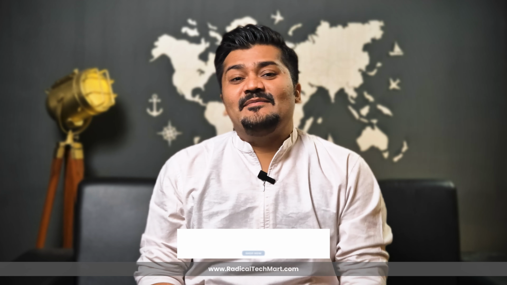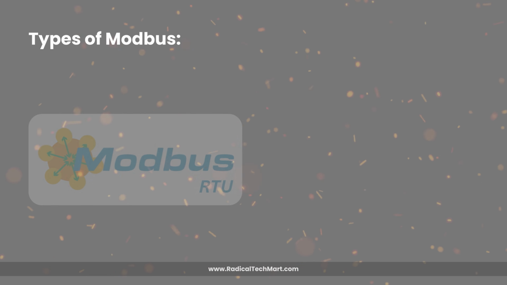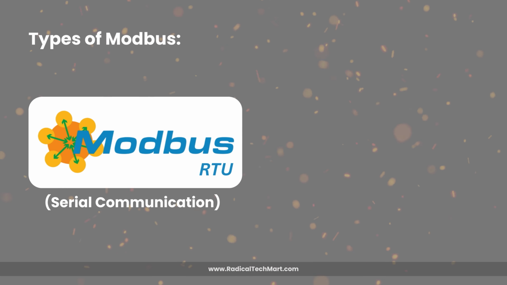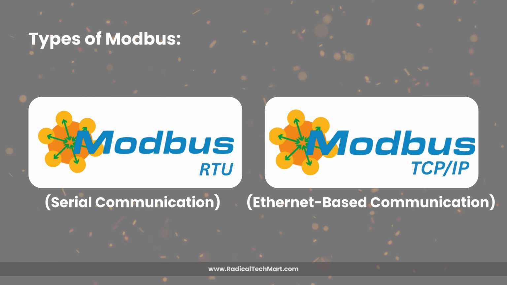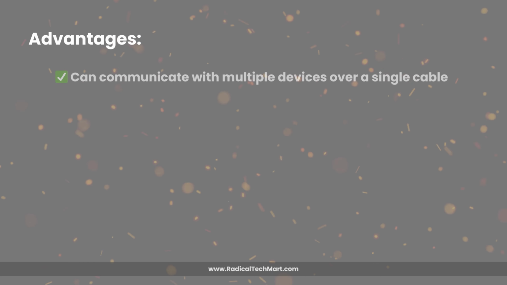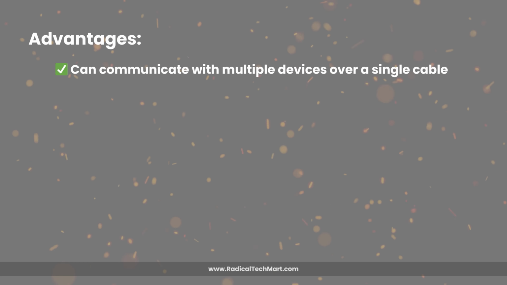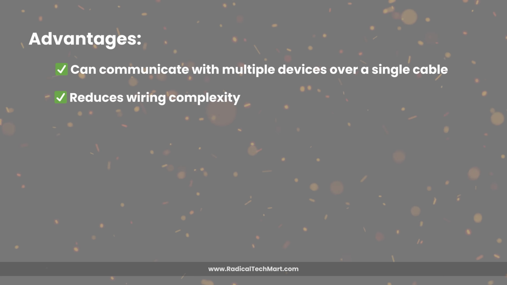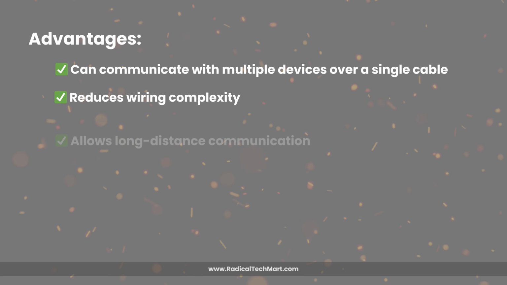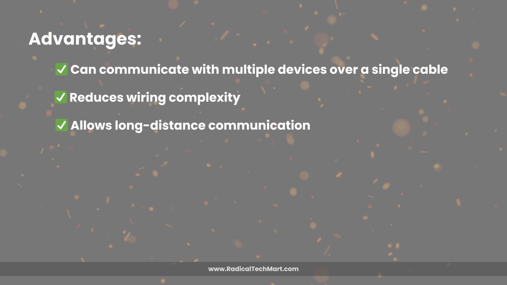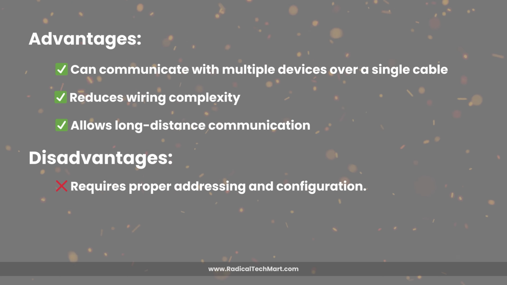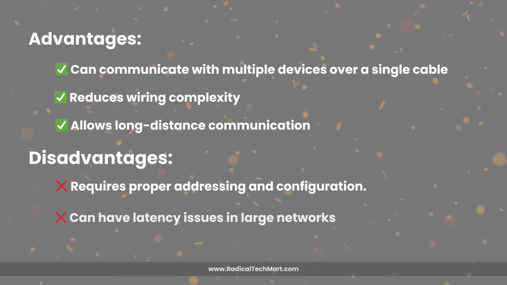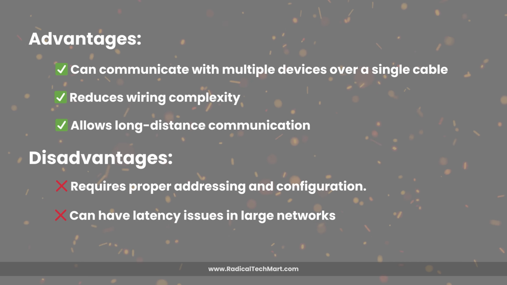Now let's check the types of Modbus protocol. Modbus protocol has Modbus RTU, mainly serial communication, and Modbus TCP/IP, an Ethernet-based communication protocol. Their main advantages are, first, can communicate with multiple devices over a single cable, second, reduce wiring complexity, and third, allows long distance communication. And their main disadvantages are requires proper addressing and configuration, and can have latency issues in large networks.